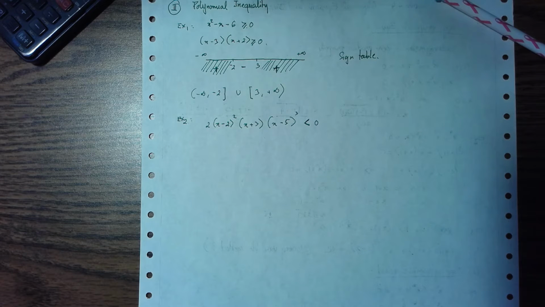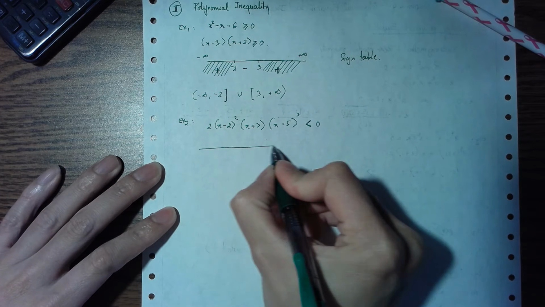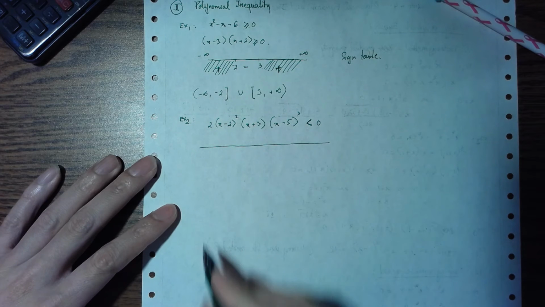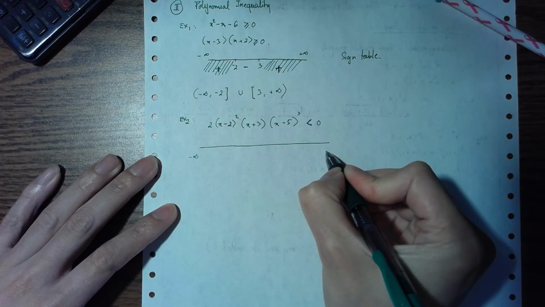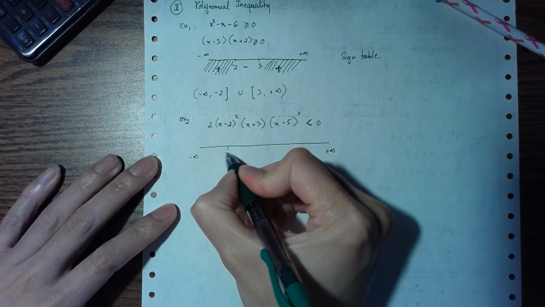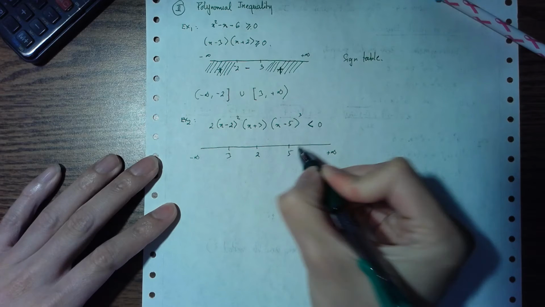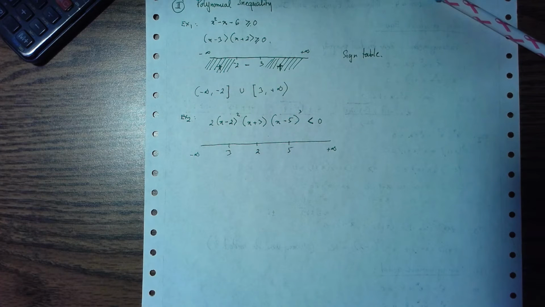Question: is this a polynomial? Yes, it is. Is this a polynomial inequality? Yes, it is, because it's less than. Okay, so again we have to find the zeros. You're gonna put on those zeros, because this is in factor form already, so we don't have to factor anymore. So the zeros will be negative 3, right, 2 and 5. So we have a total of 3 zeros.